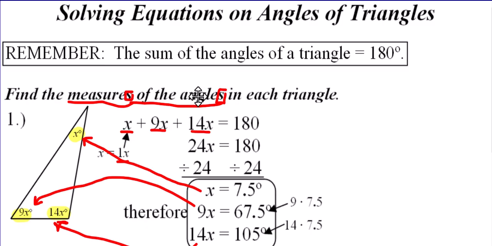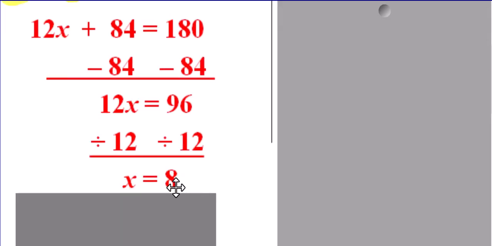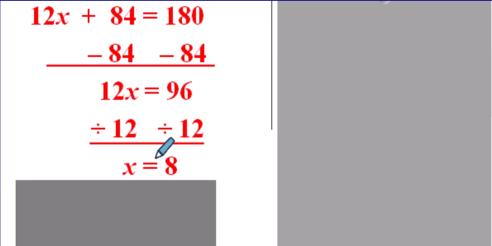The direction said find the measures of the angles. Well, is this one of my answers? Look back at the original drawing. We need three angles from the drawing. We need 5x, we need 7x, and we need, this one we already have, don't we? That one's going to be really easy. 84 is 84. But notice, none of these three angles is only called x. So do not circle this as one of the three angles. It is not one of the three angles.